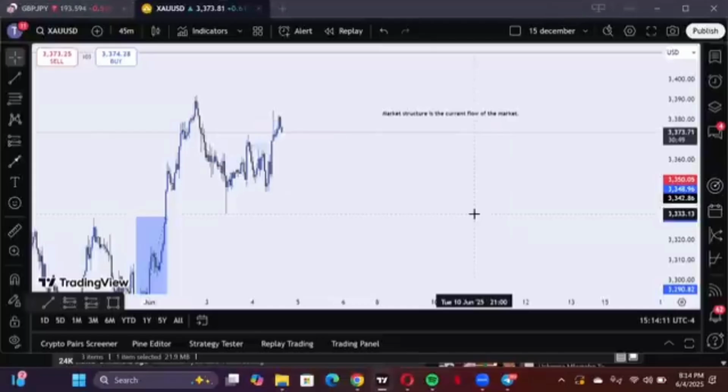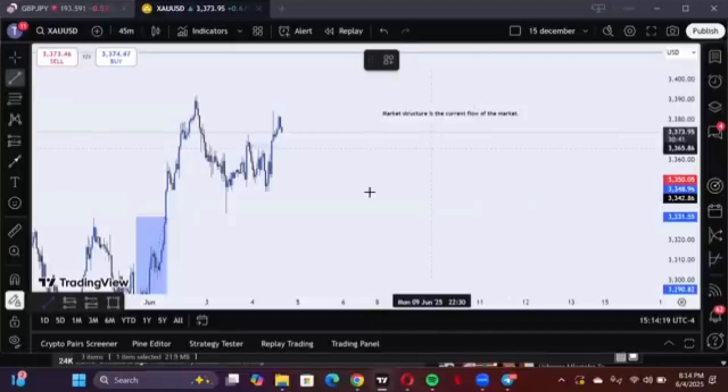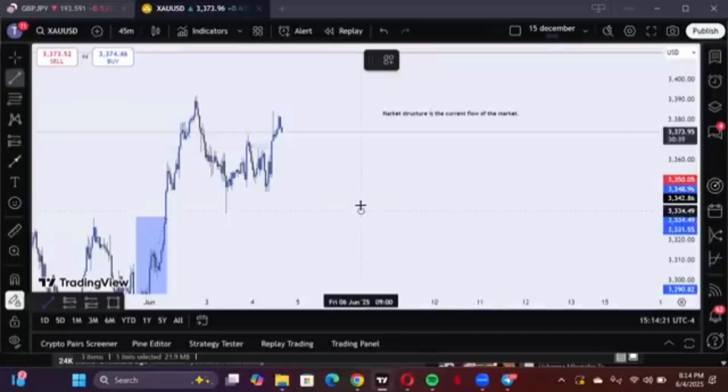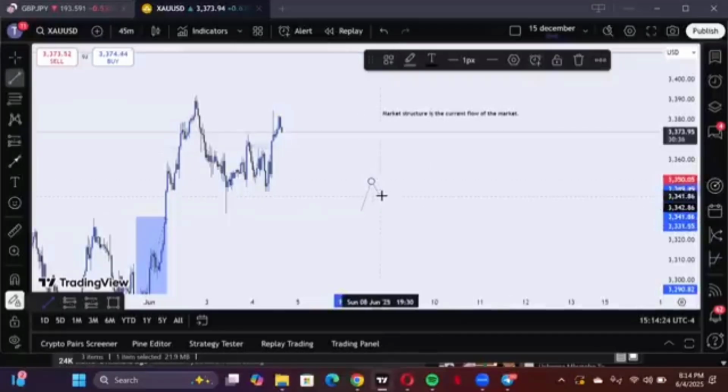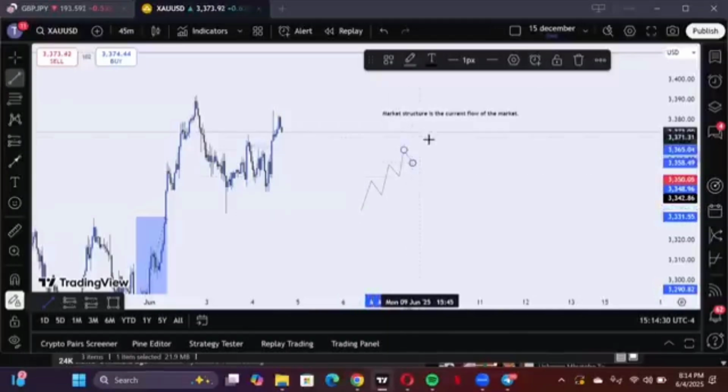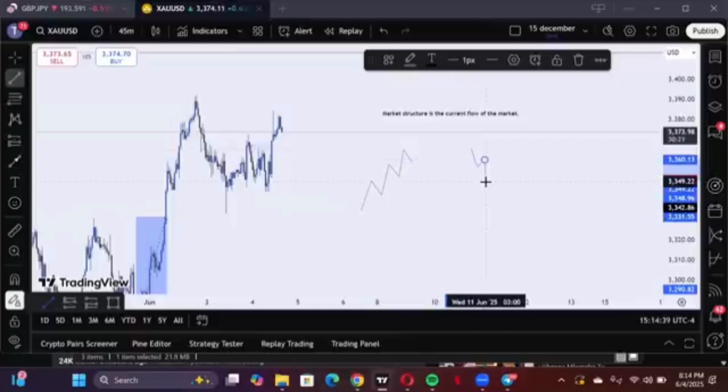So it's either market is trending to the upside or it's trending to the downside, or market is ranging. Now, by uptrend, this is what it means for market to be on an uptrend. We see market making a series of higher highs, then higher lows, higher highs, then higher lows. Then for a downtrend, you see market making a series of lower highs, then lower lows, lower highs, then lower lows.